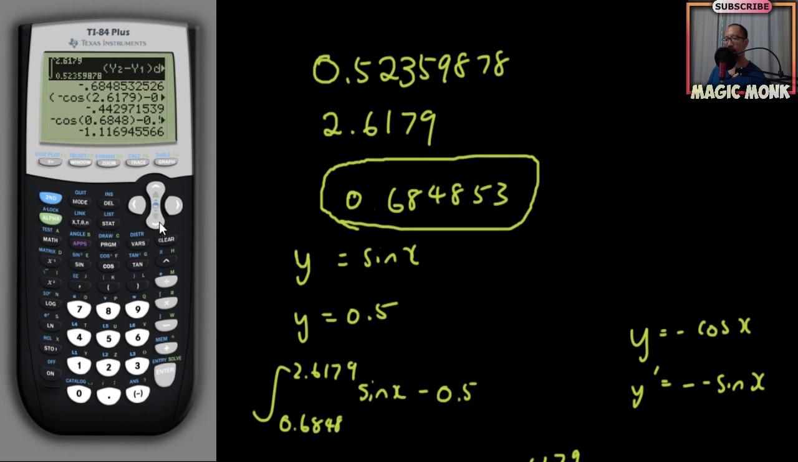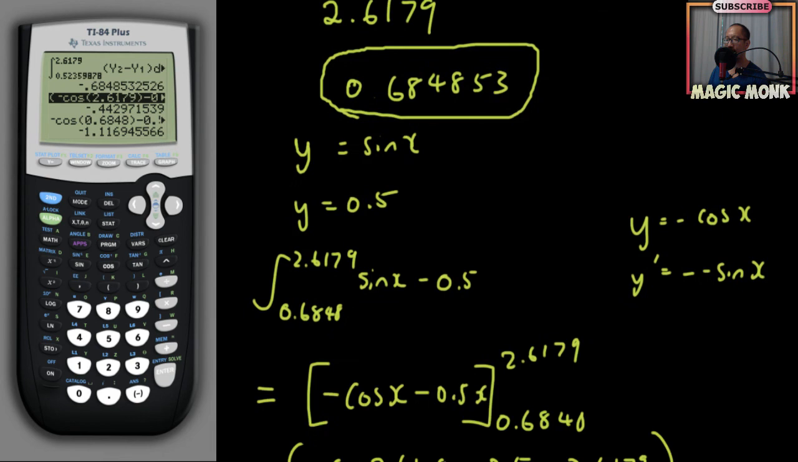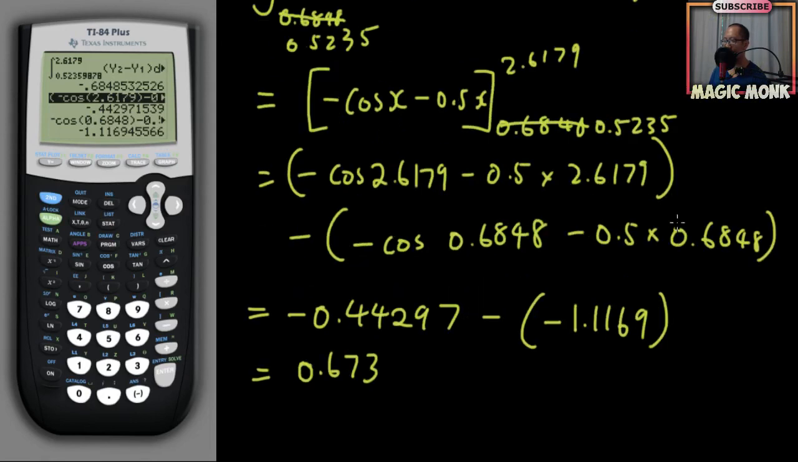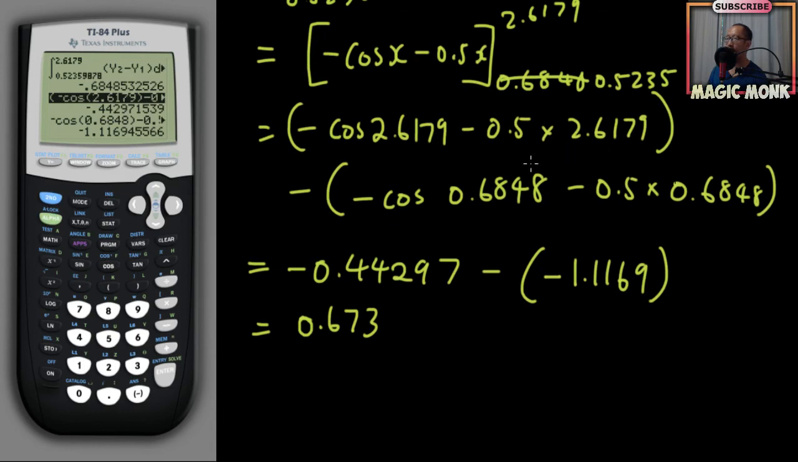I should have used 0.5235. Is there anyone actually watching this? No one pointed out the mistake. I substituted in the wrong number. Okay, I should have substituted in 0.5235. So this should be 0.5235, in all of these places. So let's do all that again.